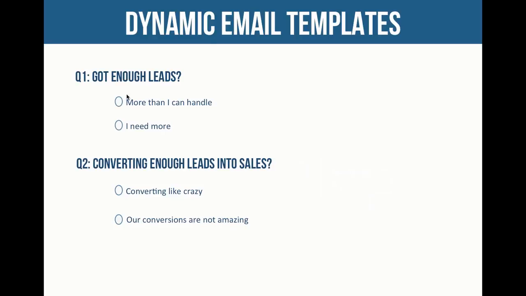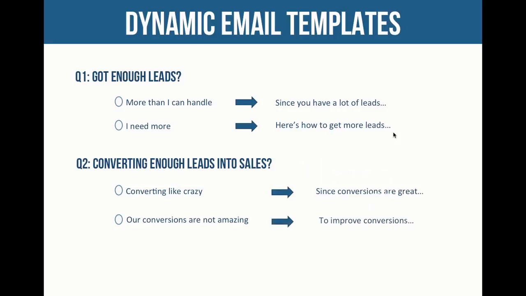So for example, if they said more leads than I can handle, well, that first paragraph could be, well, since you've got lots of leads. But if it said, I need more, well, here's how to get more leads. Similarly with the second paragraph. So you can have as many questions as you want. And the whole point is that every person will receive an email with totally different paragraphs based on their responses to these questions. So here's how this can work with a flow.